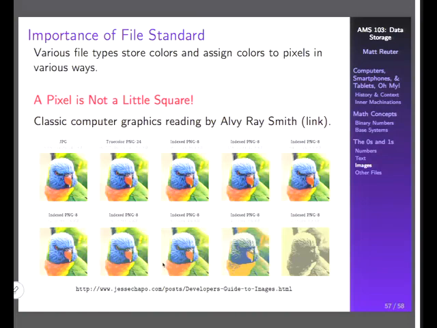8 colors. Okay, so if you look down here where there was a lot of contrast before, you're starting to get some degradation down in the bird's chest. 4 colors, okay, that's now noticeably not good. And 2 colors, where each pixel is now either black or white.